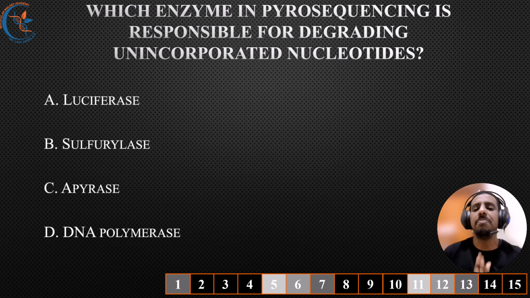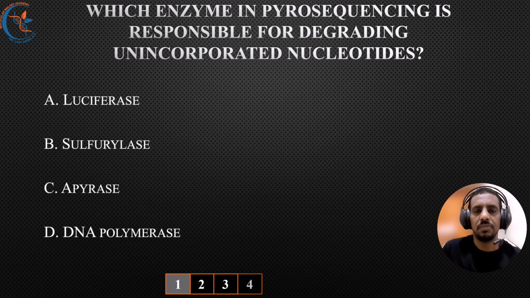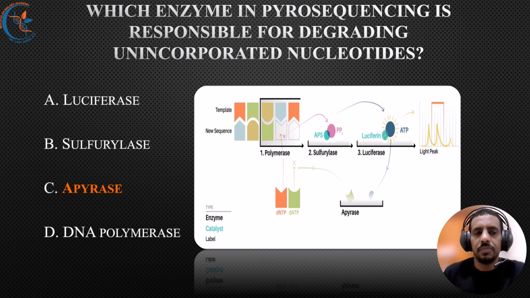The next question: which enzyme in pyrosequencing is responsible for degrading unincorporated nucleotides? The correct answer is apyrase. Apyrase is used in pyrosequencing to degrade any unincorporated nucleotides and excess ATP, right? So it's resetting the system for the next nucleotide addition.